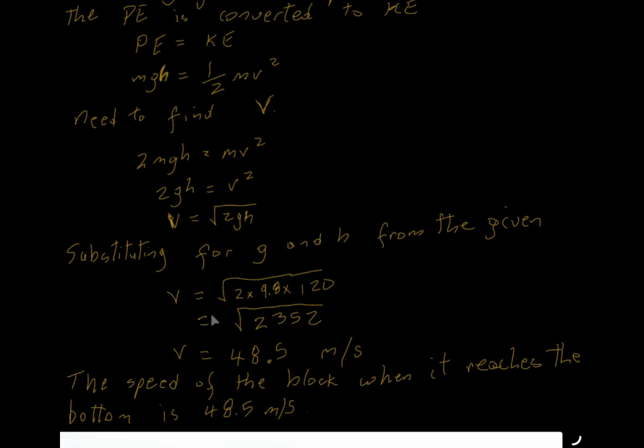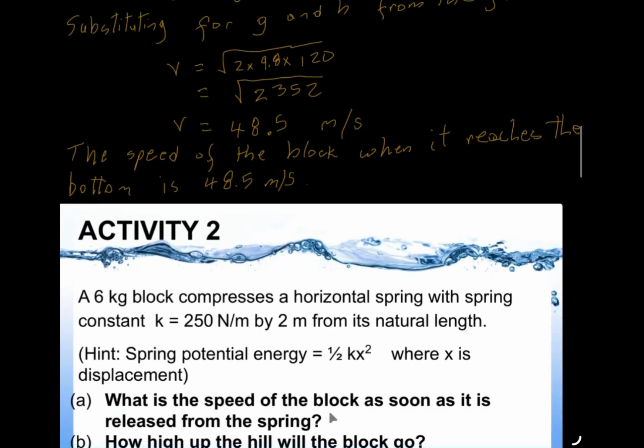So that's equal to the square root of 2,352. The square root of 2,352 is 48.5, rounded to 1 decimal place. So the speed of the block when it reaches the bottom of the hill is 48.5 meters per second. Now let's look at another problem, another activity.